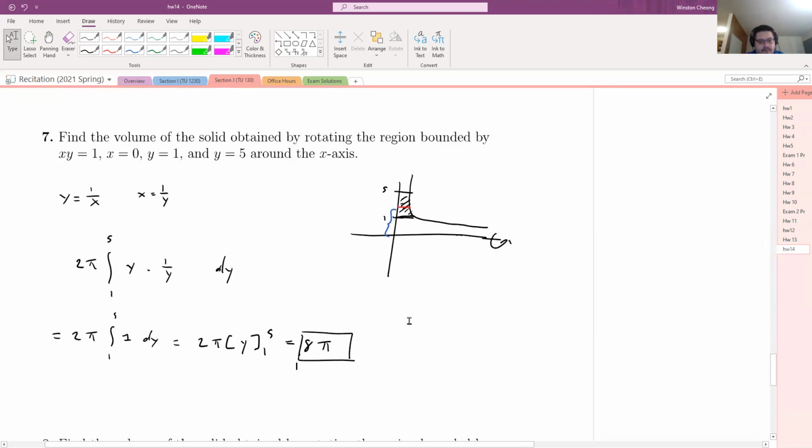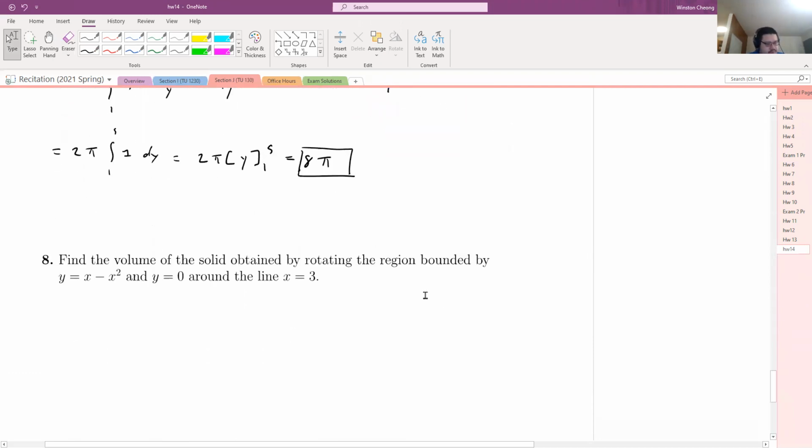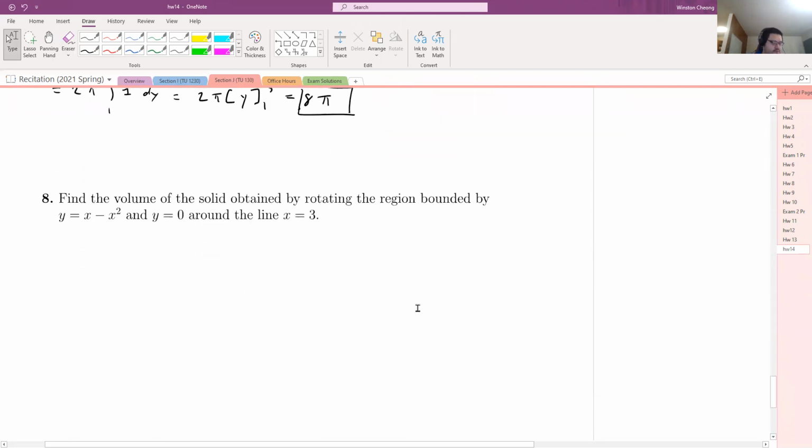Okay. Well, then the very last problem here. This is the more challenging of the problems, I guess, because the axis is now off one of the standard axes. And so what that's going to do is change the radius function a little bit, I think, as we will soon see.